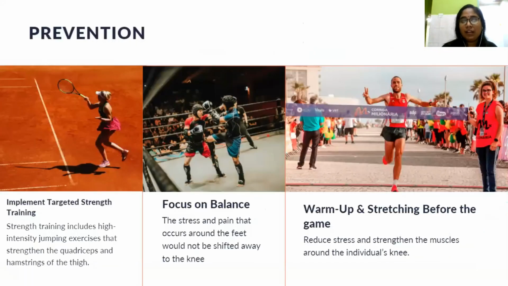How to prevent ACL injury? First of all, we have to implement targeted strength training. Strength training includes high intensity jumping exercises that strengthen the quadriceps and hamstrings of the thigh, and then focus on balance, so the stress and pain that occurs around the feet would not shift to the knee. And also do warming up and stretching before the game. It helps to reduce stress and strengthen the muscles around the knees.